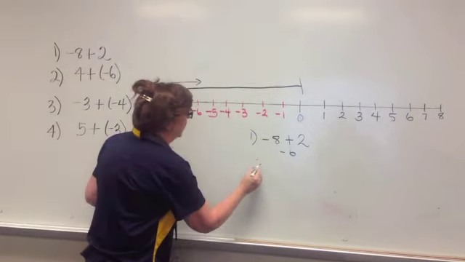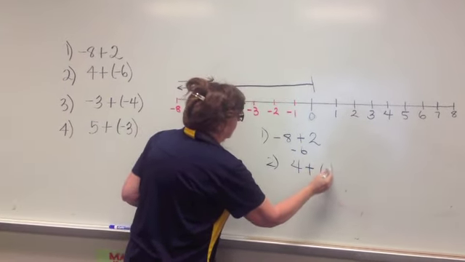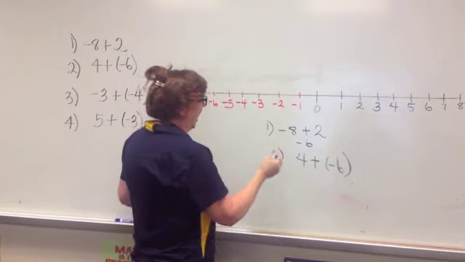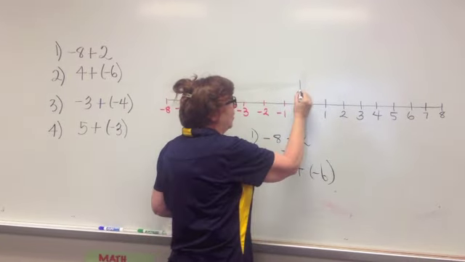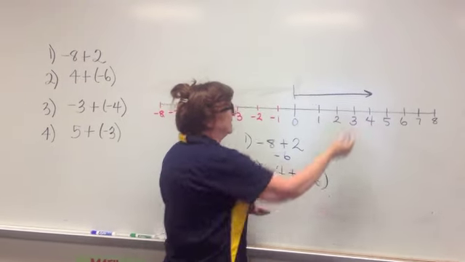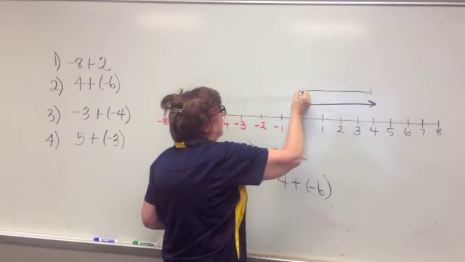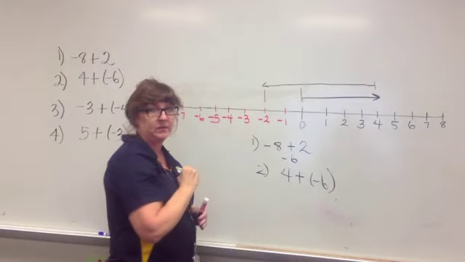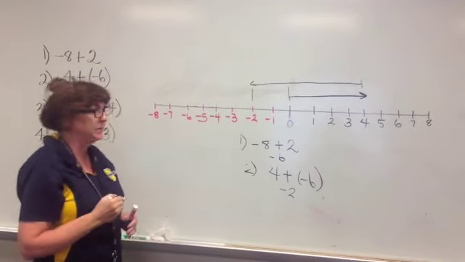Okay, the next problem we have on our sheet is 4 plus negative 6. Okay, so here I'm going to start at 0. There's 0. I'm going to go over 4. Then I'm going to go back 6. So I'm going to go 1, 2, 3, 4, 5, 6. So where am I at? I'm at negative 2. So when I walked the number line, I'm at negative 2.